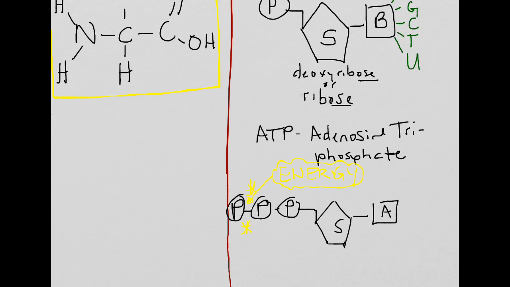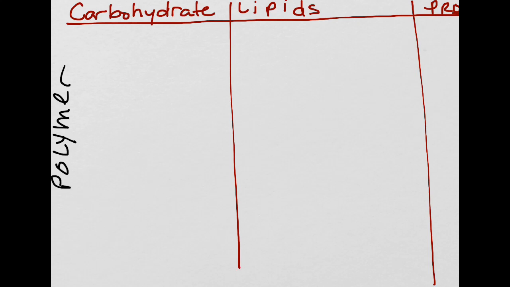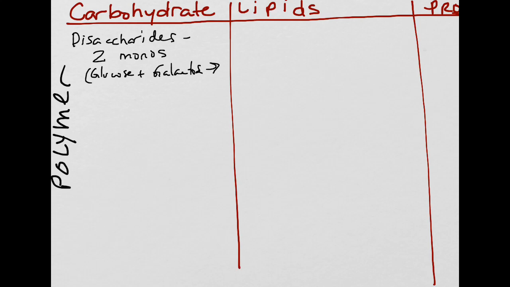I'm going to go to the next page for polymers. Okay, guys, I'm going to talk about the polymers now. So we'll start with carbohydrates. And under carbohydrates, we talked about disaccharides. So this is where we joined 2 monosaccharides. An example was glucose plus galactose yields lactose, which is milk sugar. Okay.